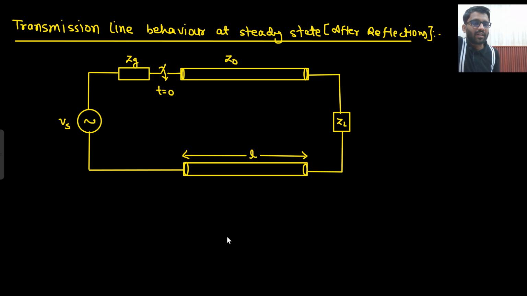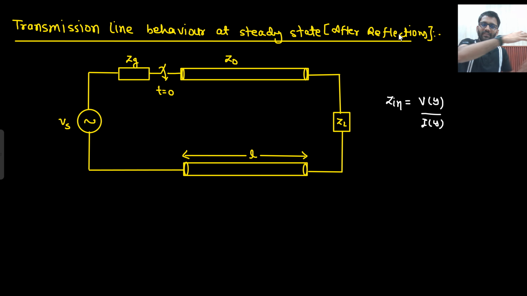I will replace my circuit with Zin, because what is my Zin? My Zin is the total voltage divided by the total current. Here incident, reflected, everything is there. So then I will replace my circuit with Zin. So at t equals infinity, it is the transmission line behavior at steady state. That means after reflections, there is the incident wave as well, the reflected wave as well, again reflected wave, again reflected wave. So all the waves are there. If all the waves are there, then you replace your transmission line with Zin.